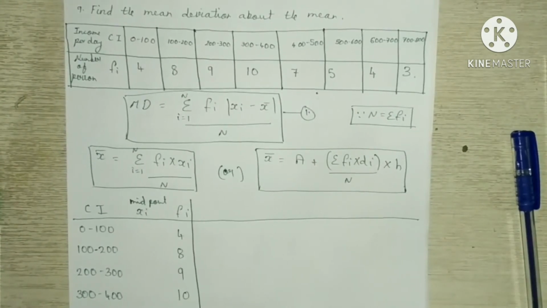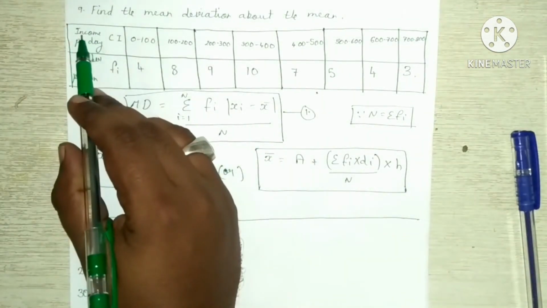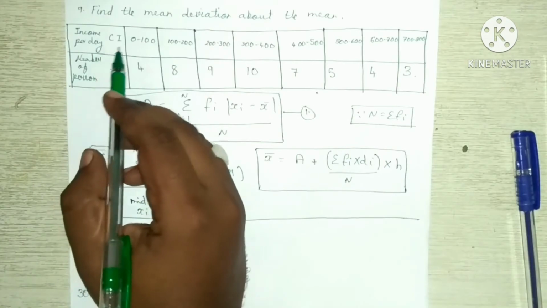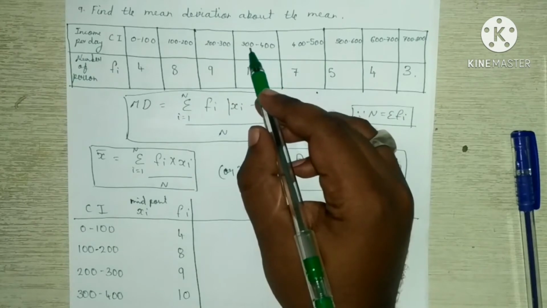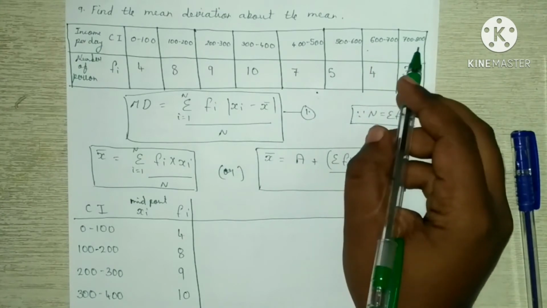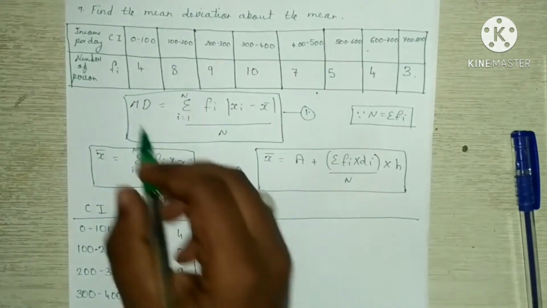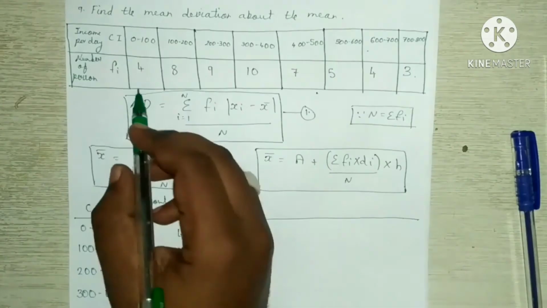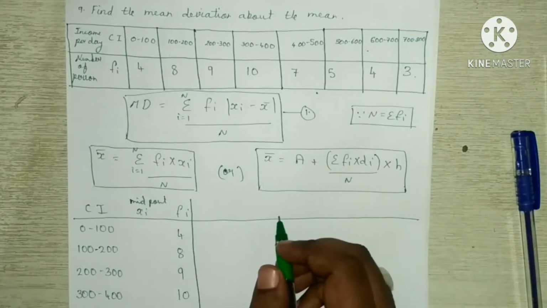Next, I am going with the ninth question of exercise 15.1. Find the mean deviation about the mean. According to the given question, income per day of one person is 0 to 100, 100 to 200, 200 to 300, 300 to 400, 400 to 500, 500 to 600, 600 to 700, 700 to 800. These are the given inputs. Number of persons means frequency is given. We need to find the mean deviation about the mean.